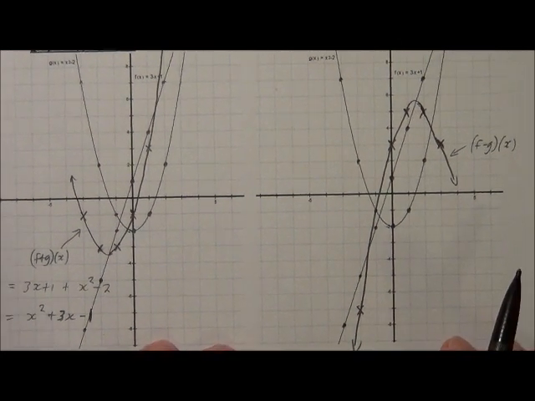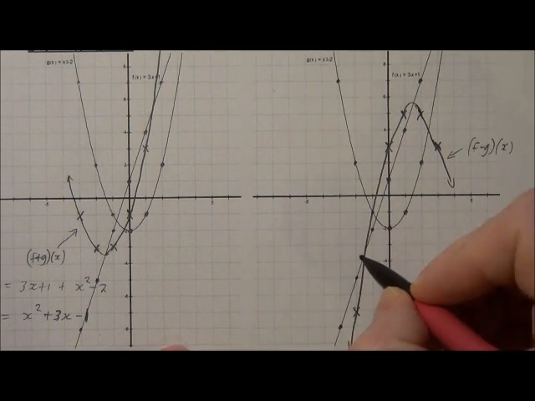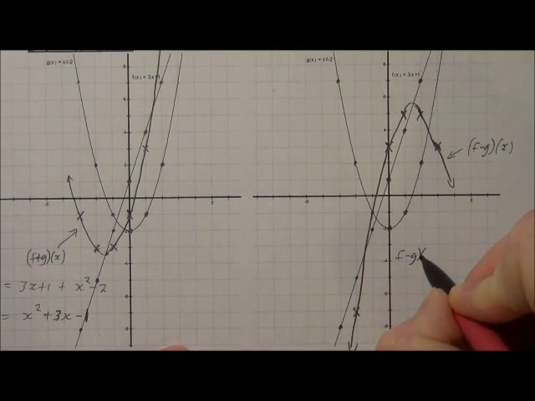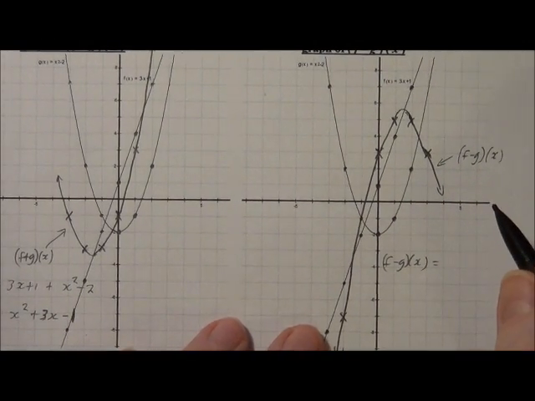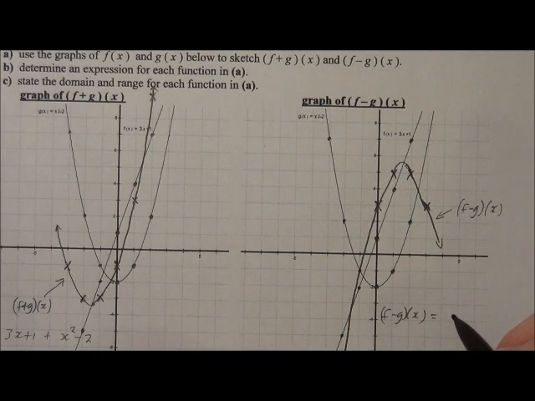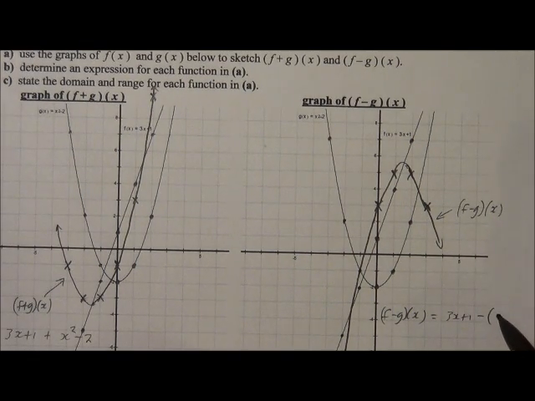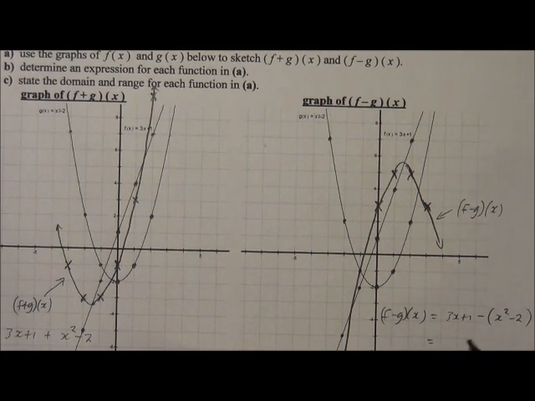And then for f minus g of x, f of x is 3x plus 1, so 3x plus 1 minus, and because it's subtraction, we'll put this in brackets, x squared minus 2, and then we just expand that through, so we get 3x plus 1 minus x squared plus 2, which gives us negative x squared plus 3x plus 3.